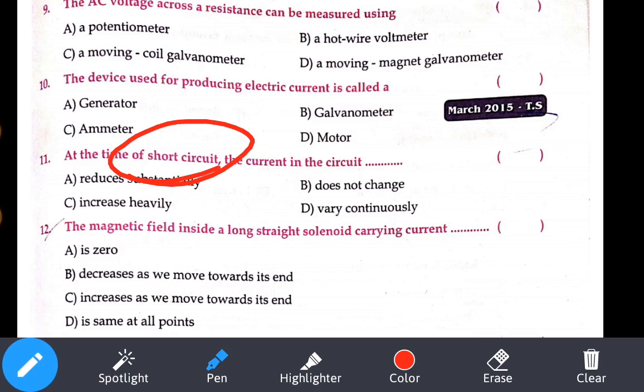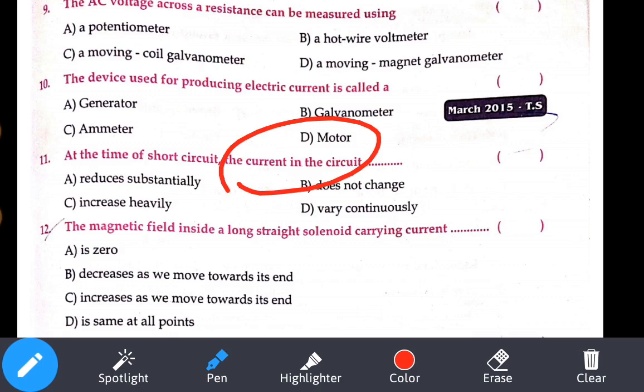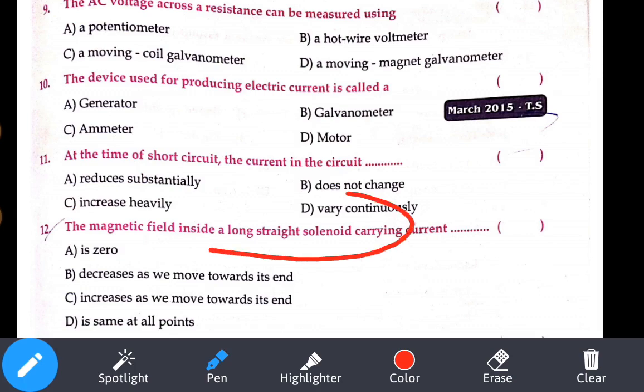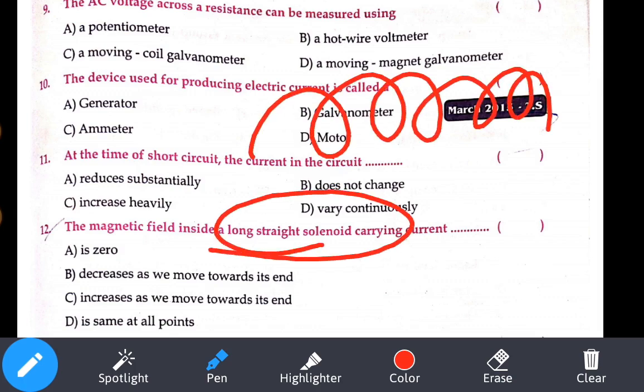At the time of short circuit, what will happen to the current in the circuit? It will increase. How? Slowly? Continuously? No, it will increase heavily. Option number C is our answer. The magnetic field inside a long straight solenoid. If you observe a solenoid, a long wound wire is called a solenoid.